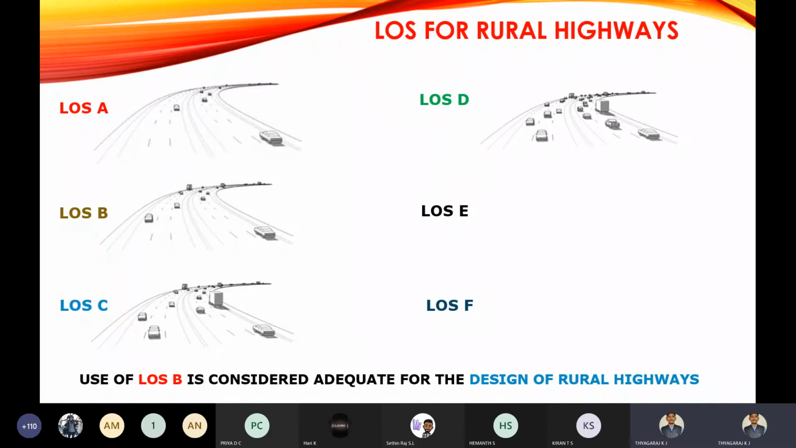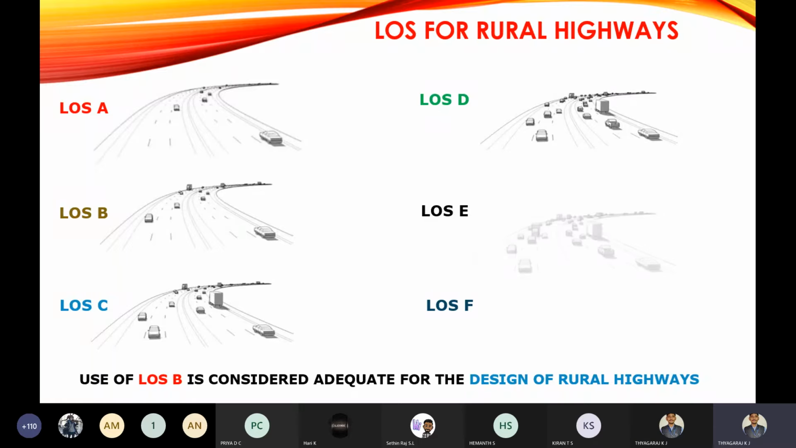We can find the difference. In the first figure, that is LOS A, some vehicles are moving. In LOS B, some addition of vehicles is there. In LOS C also, again some addition of vehicles, with comfort and convenience less. Then in level of service D, we can observe more vehicles moving on the road. Then level of service E.